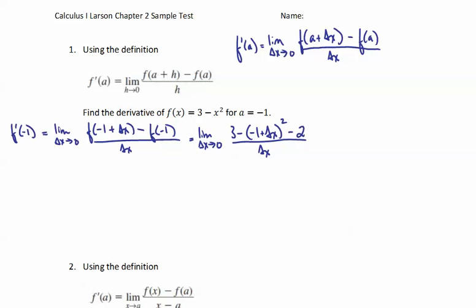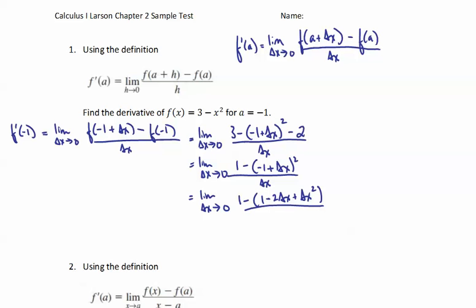Next, we can subtract the 3 minus the 2, and we have limit as delta x approaches 0. 3 minus 2 is 1 minus the quantity negative 1 plus delta x squared, all over delta x. If we multiply out the negative 1 plus delta x, we would get limit as delta x approaches 0 of 1 minus the quantity 1, then negative 1 times delta x is negative delta x, double that is minus 2 delta x, plus delta x squared. Again, all over delta x.